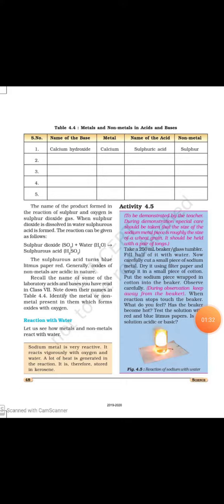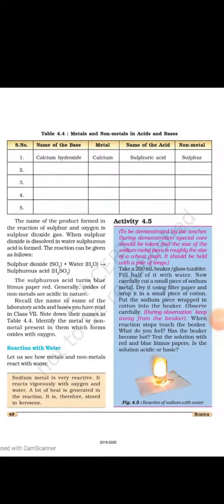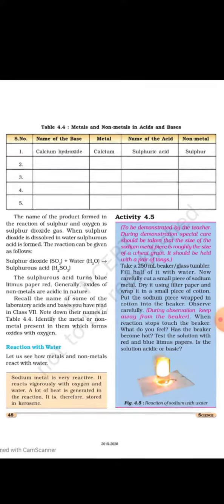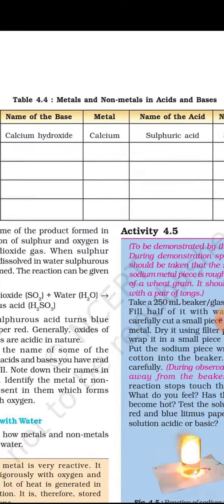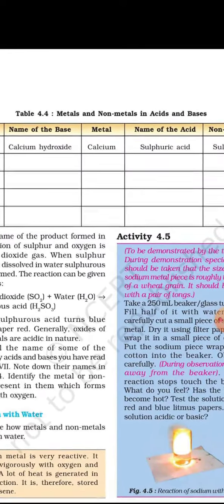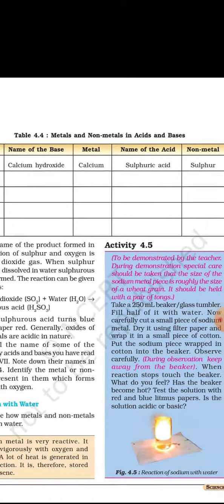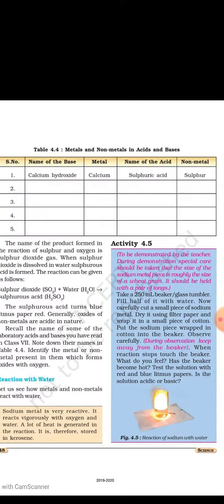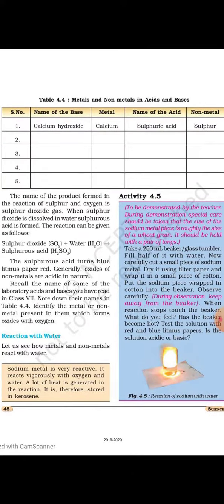See here, some of the metals and non-metals in acids and bases are given. One example given in the table is calcium hydroxide. The metal is calcium. Calcium hydroxide is a base, and the acid present is sulfuric acid.